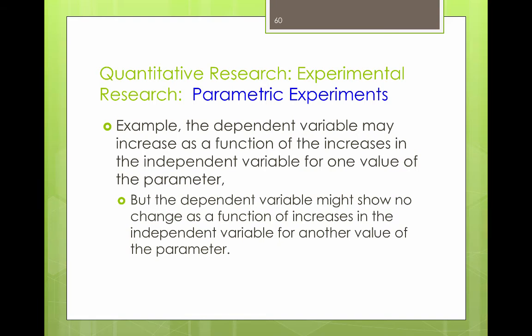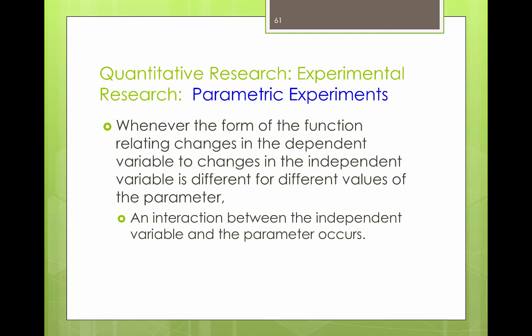For example, the dependent variable may increase as a function of the increase in the independent variable for one value of the parameter, but the dependent variable might show no change as a function of increase in the independent variable for another. So one independent variable might have an effect on the dependent variable and another might not. Whenever the form of the function relating changes in the dependent variable to change in the independent variable is different for different values of a parameter, you also have to consider an interaction effect.